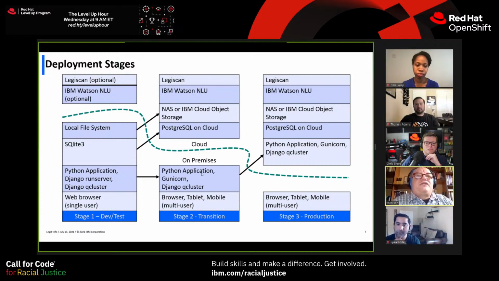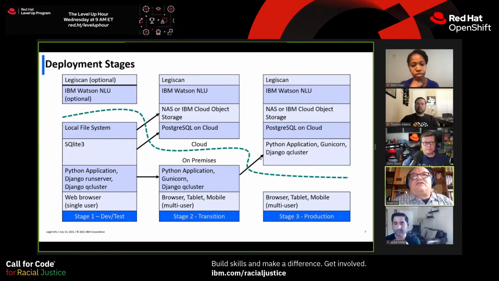And now what's on premise is just the application. We're switching from the run server to a more formal Gunicorn and continuing with the queue cluster. But this now with Gunicorn allows us to have multiple users. In this case, you could have a browser, tablet, and mobile phones accessing the application to make sure that everything looks responsive and is spaced and positioned correctly.